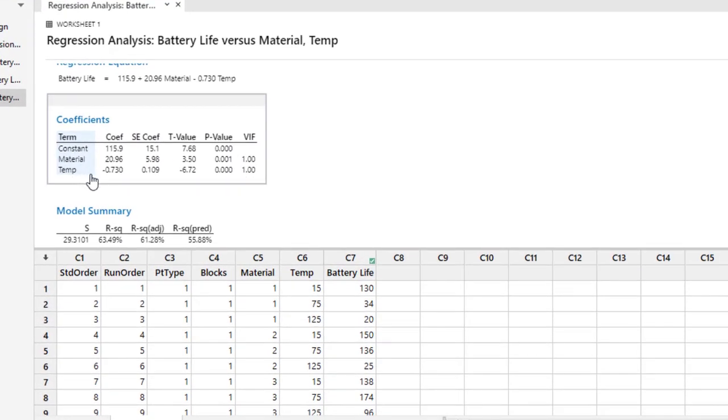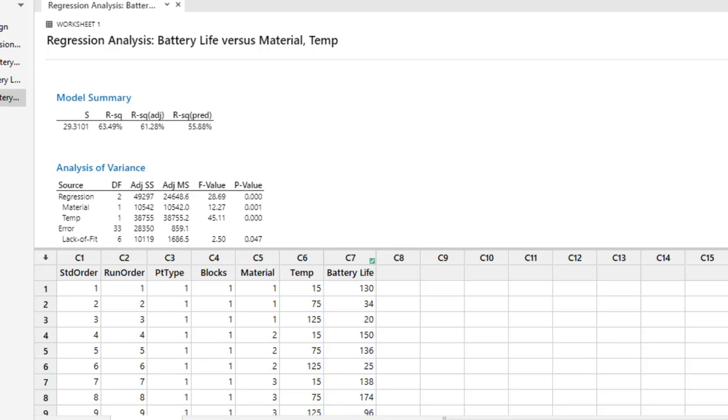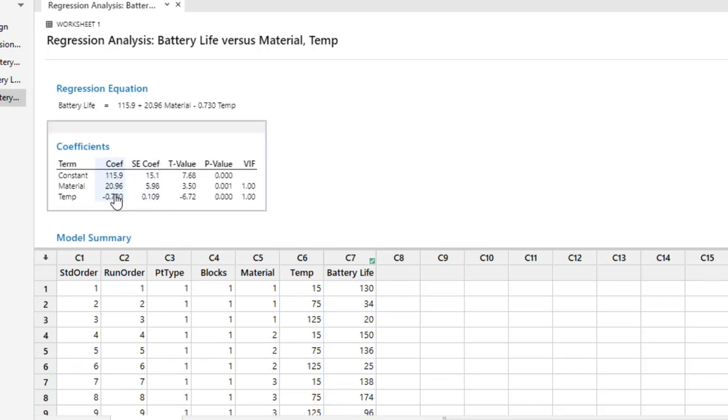If you make a regression analysis equation, you will get an equation like this: 115.9 plus 20.96 material minus 0.730 temperature. So you see that material has a positive effect on the response variable, that is battery life, whereas temperature has a negative effect, meaning with the increase in the temperature the battery life reduces. And this positive value of the material says that material types 2 and 3 have higher values as compared to material type 1.